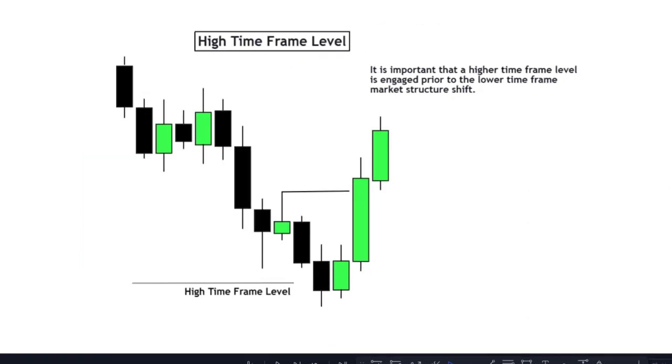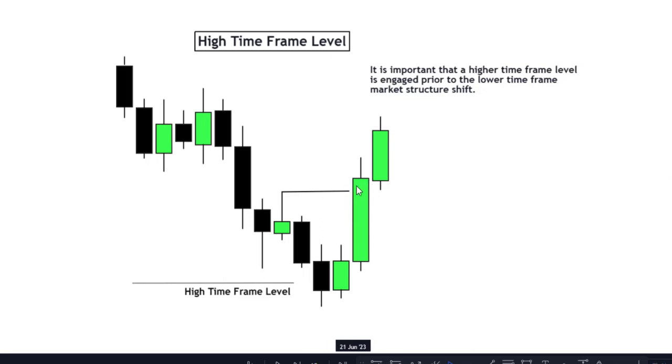The next thing I look at when looking for a market structure shift is when the high time frame has been engaged. It is important that a high time frame level is engaged prior to a lower time frame market structure shift. So if I'm looking for a market structure shift, I would like to see the high time frame level being engaged before I will see a structure shift like this one. So that is what I look out for when looking for a market structure shift.